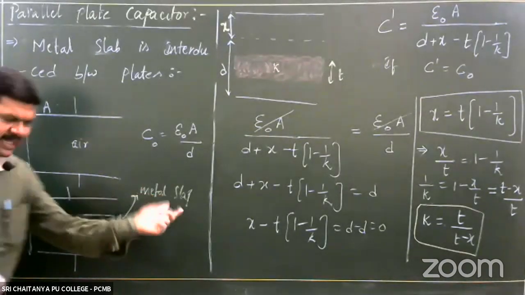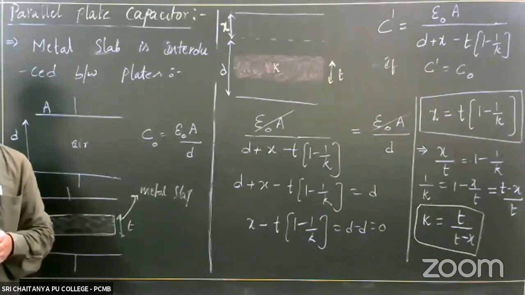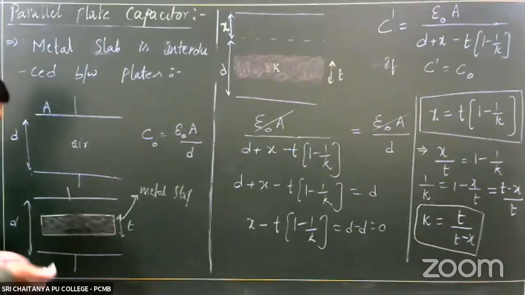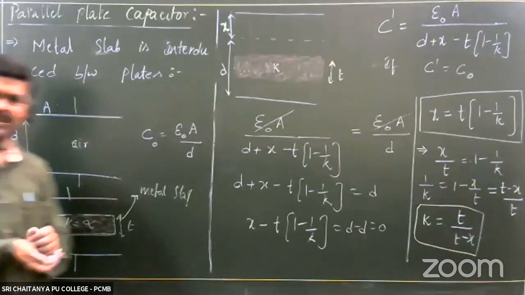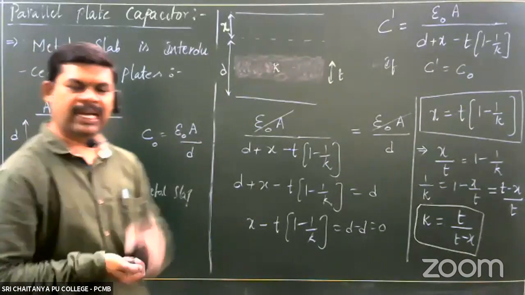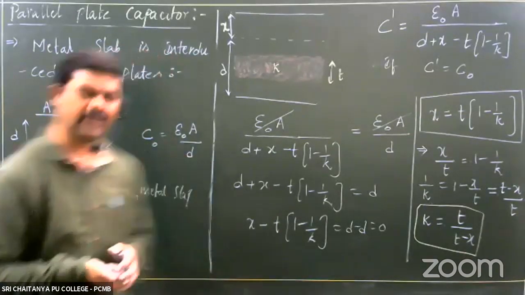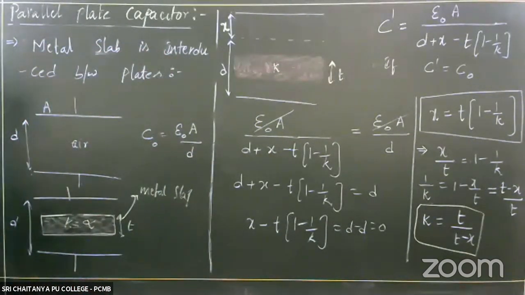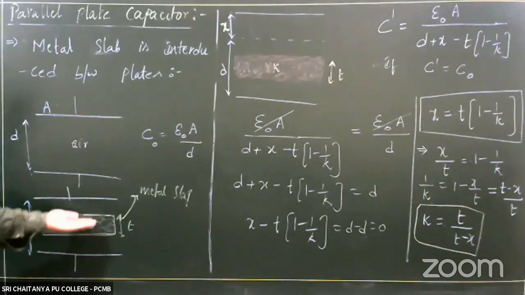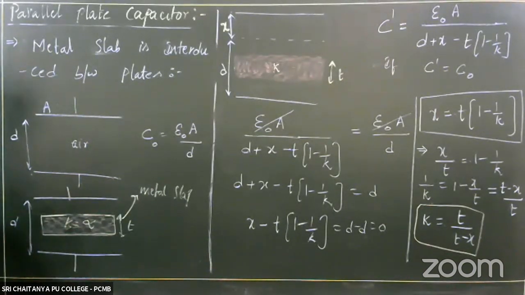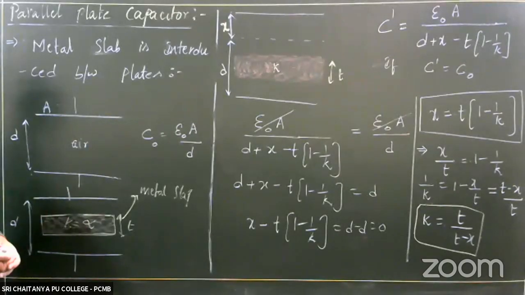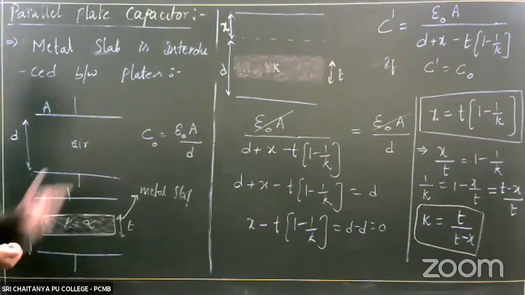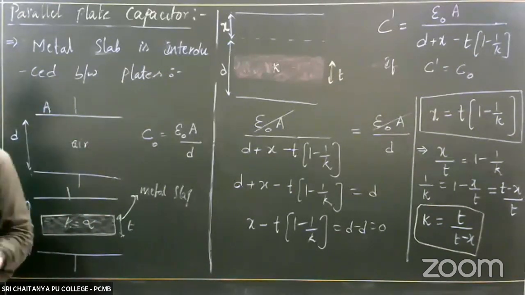Whenever they give the word metal slab in the problem, immediately the idea should come to your mind that its K value is infinity. Yesterday we discussed. For a metal slab, dielectric constant K is infinity, right? K is equal to infinity. It is just like a dielectric whose dielectric constant is infinity. It is partially introduced between the plates. Then what is the capacity? The formula is known when partially introduced.